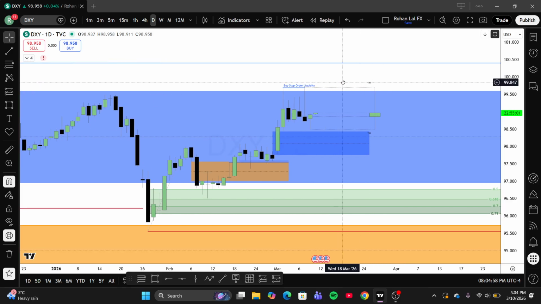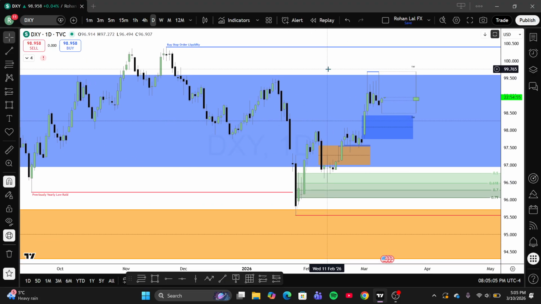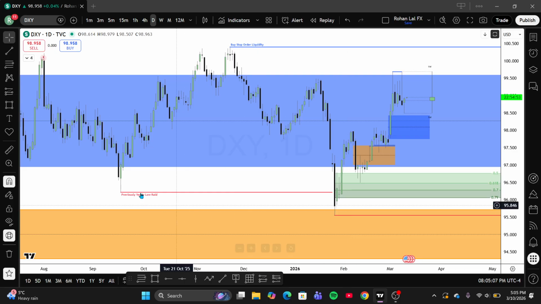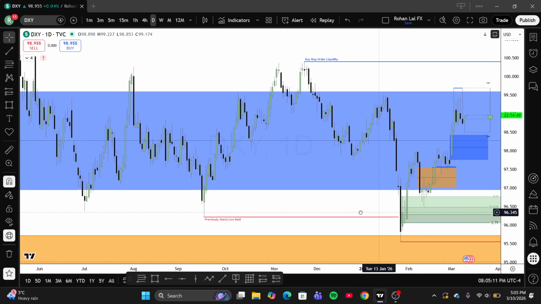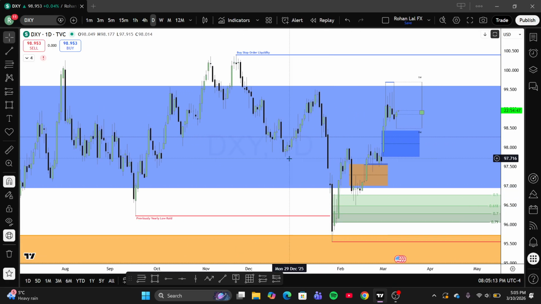So dropping down onto the lower time frame, daily time frame, where we look for our daily bias and we get a better read of price action. We have our previous yearly low raid down here. We're then seeing the market trade down after we traded higher back into premium of this range high to this range low.